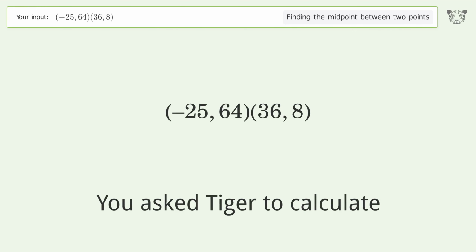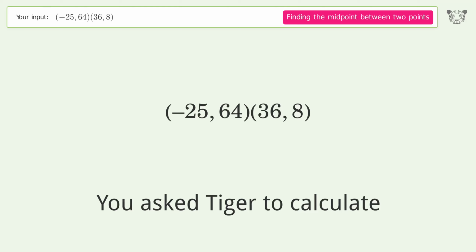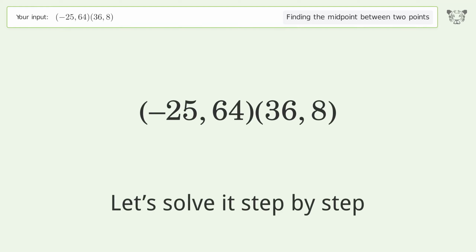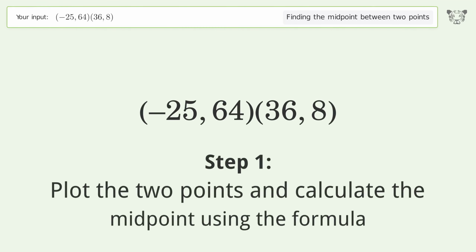You ask Tiger to calculate. This deals with finding the midpoint between 2 points. The midpoint between the 2 points is (5, 36). Let's solve it step by step. Plot the 2 points and calculate the midpoint using the formula.